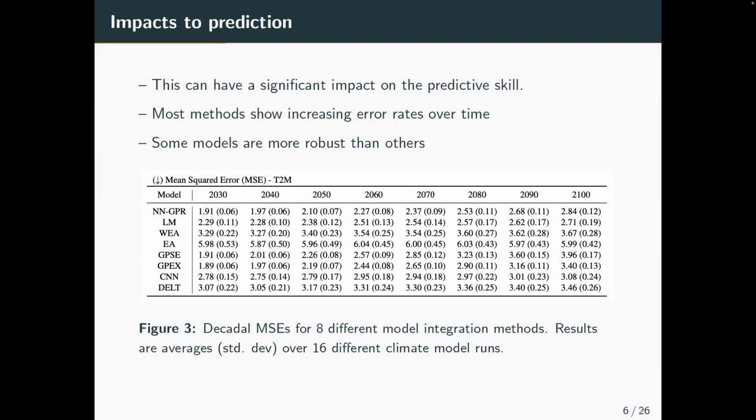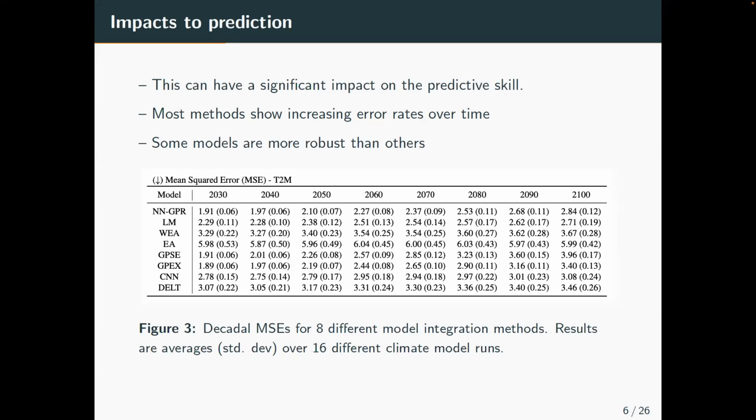That number doesn't mean anything, but what it does mean is it was better than LM, weighted ensemble averaging, about as good as these other Gaussian process approaches, and better than a CNN in this delta method. But what happens is, as we go down the line, from very near-term predictions to very long-term predictions, the error rate is going to steadily increase.